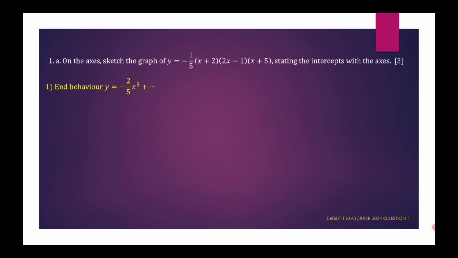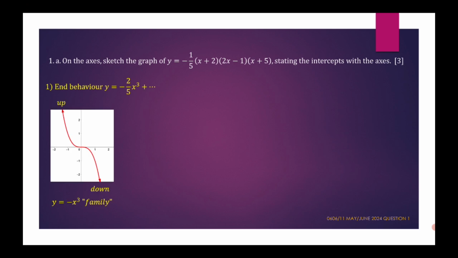The first thing to consider is the end behaviour of this graph. If we were to expand the cubic function fully, the leading term is -2/5 x cubed. We can say that this function belongs to the negative x cubed family of graphs. That is, the exponent is 3 and the coefficient is negative. What this means is that our graph starts in the top left quadrant and ends in the lower right quadrant. In fact, any cubic function with a negative leading term will exhibit this end behaviour.